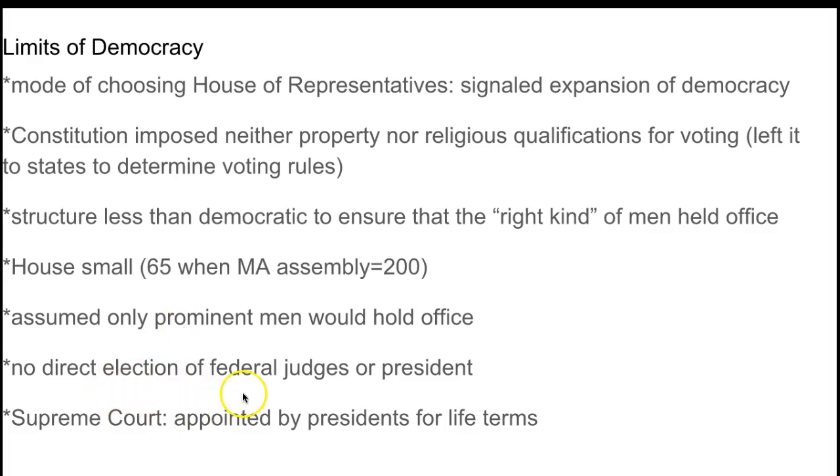They didn't want any direct election of judges or president. Federal judges are appointed. The president is elected by electoral college. The Supreme Court was appointed by presidents for life terms, but they have to be confirmed by the Senate. So why would a president care about being able to appoint a Supreme Court justice? The main reason is if that justice is in for life, he's going to be there long after that president is gone. If he can get a Supreme Court justice in that believes as he does, then that president's power will go on for a long, long time through the Supreme Court.